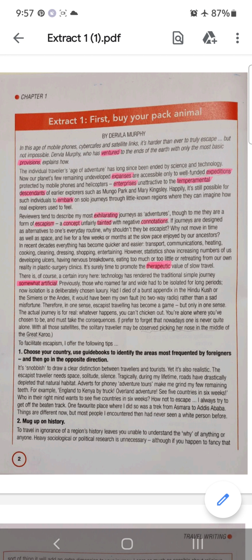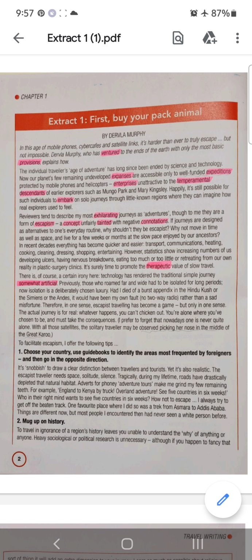Extract 1, First Buy Your Pack Animal by Dervla Murphy. In this age of mobile phones, cyber cafes, and satellite links, it's harder than ever to truly escape, but not impossible. Dervla, who has ventured to the ends of the earth with only the most basic provisions, explains how.